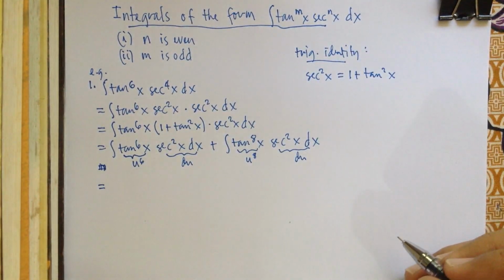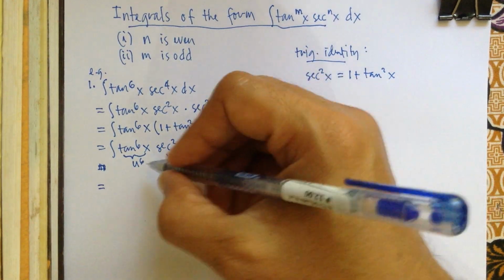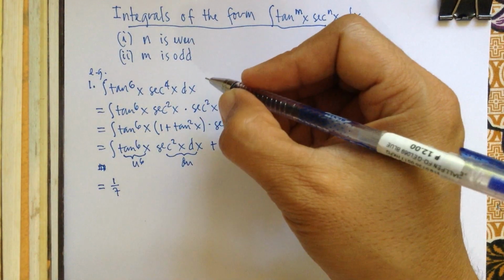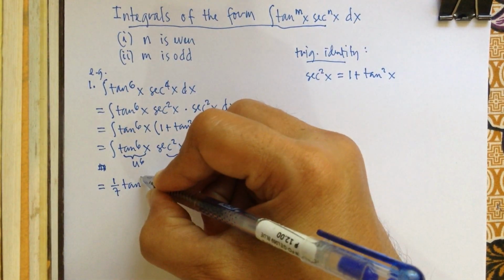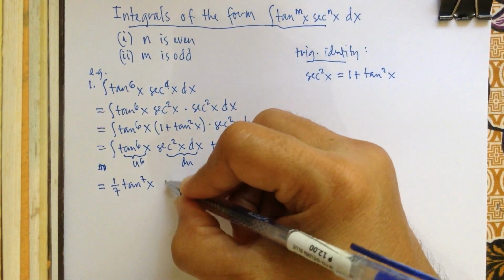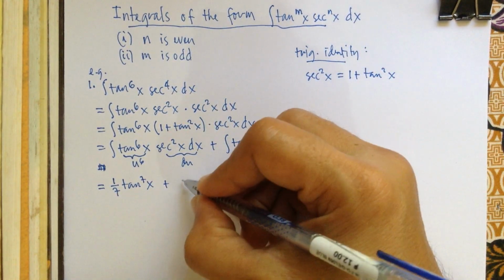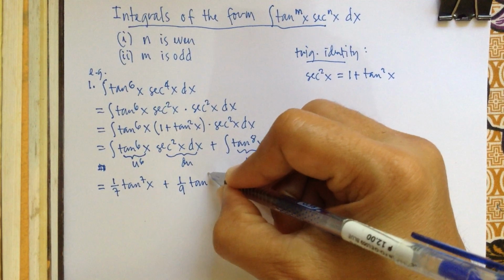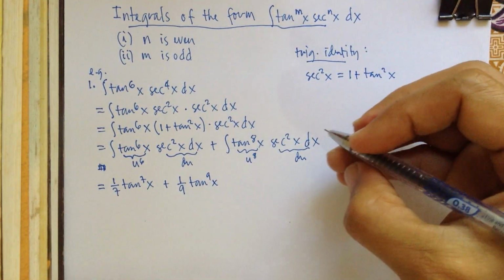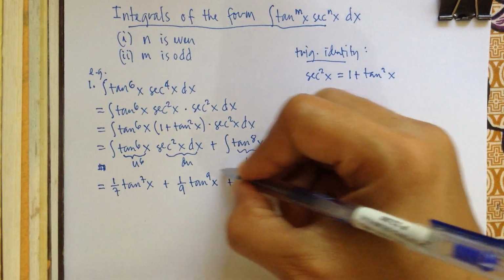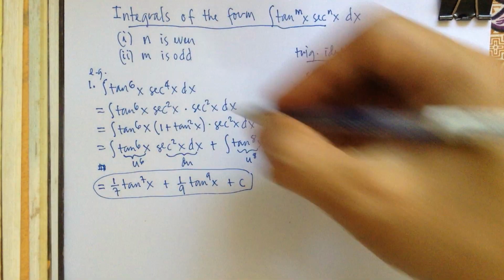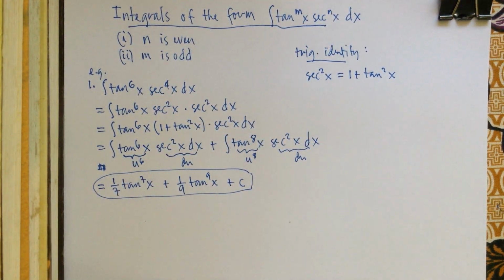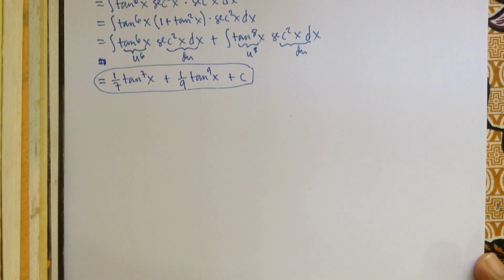So the integral of u to the 6 du is 1 over 7 u to the 7, right? Or tangent to the 7th x, okay, then plus the integral of u to the 8, which is 1 over 9 u to the 9th, or tangent to the 9th of x, then plus c. So we have the integral of tangent to the 6x secant to the 4th x dx. Okay, so that's for our first example. Let's move to the next example.